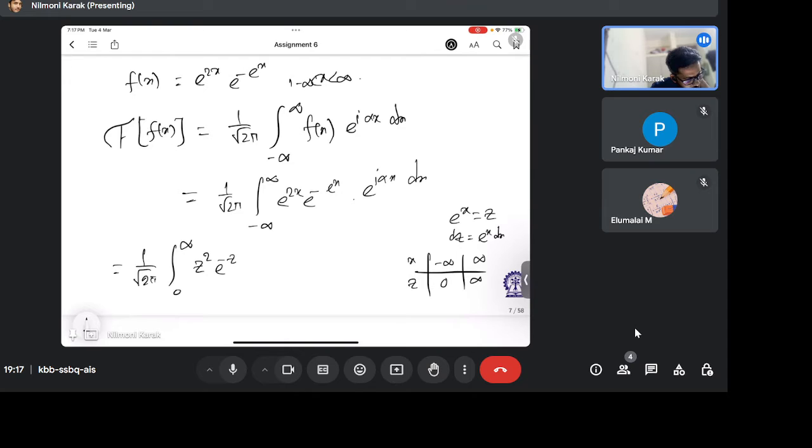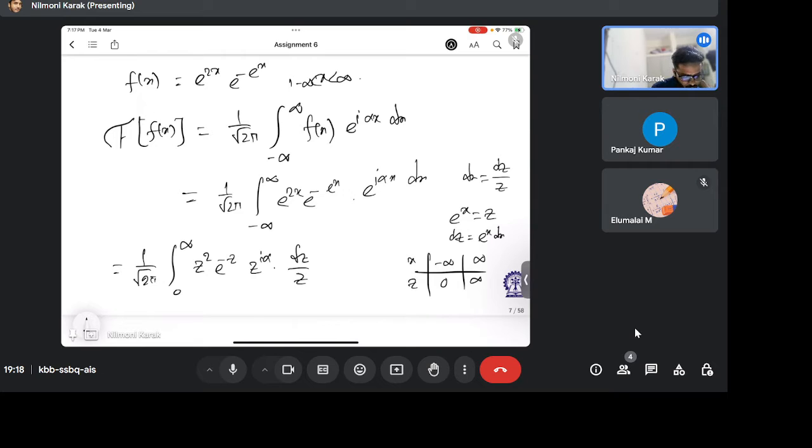Also, dz is what? dz by z equals dx. So dx is dz by z. Okay, and here what you will do? e to the power x equals z. So z to the power i alpha and dz by z. Now the limit is infinity to 0. Yeah, no, minus infinity to infinity.